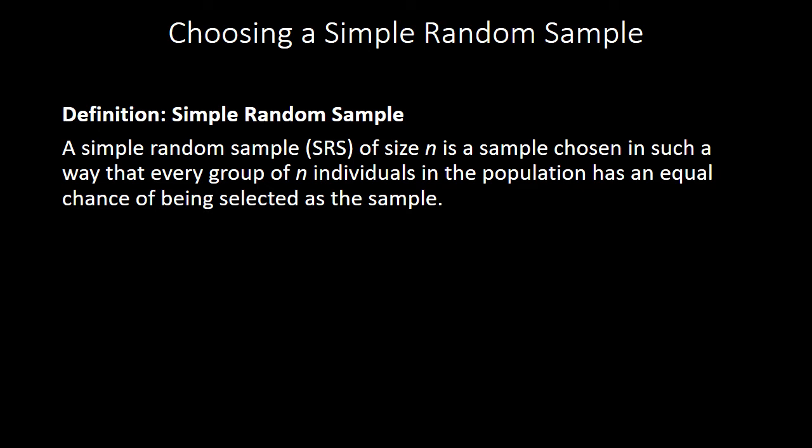A simple random sample, also called an SRS, of size n is a sample chosen in such a way that every group of n individuals in the population has an equal chance of being selected as a sample. So if you have a population of 1,000 and you want to choose a sample of 20, every single way you could possibly get a group of 20 out of that 1,000 people has to have the same chance of being chosen as any other group of 20.